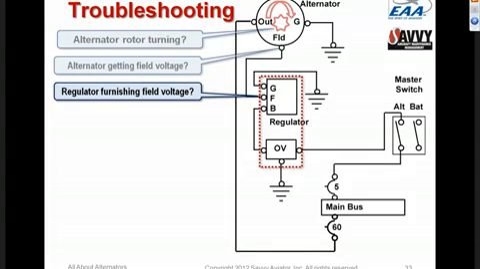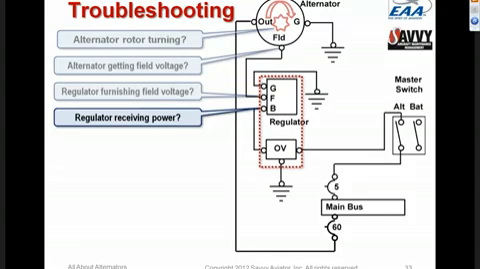So we put our meter on the field terminal of the regulator. If the regulator is furnishing field voltage, but we're not seeing it at the alternator's field terminal, then we obviously have a broken wire or a bad connector or something. If the regulator is not putting out field voltage, then we need to see whether the regulator is getting power in. If it's getting power in but not putting field voltage out, then the regulator is bad, and we're going to have to replace it.